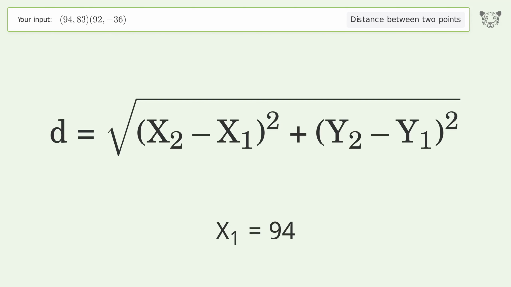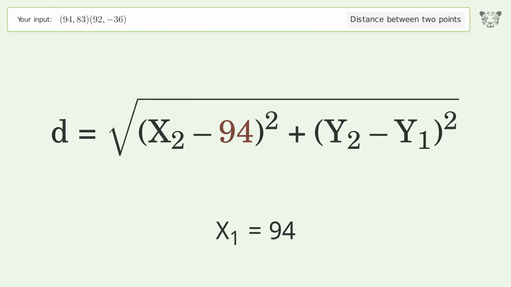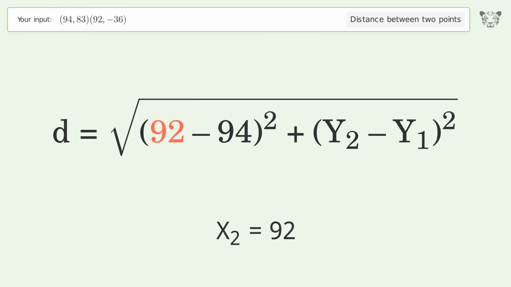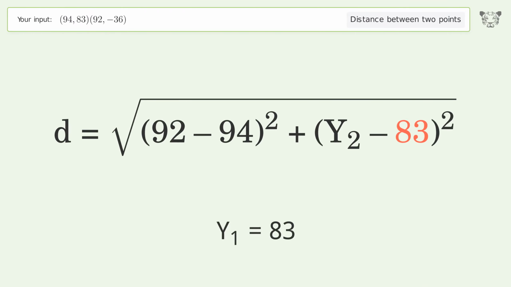x1 equals 94. x2 equals 92. y1 equals 83. y2 equals negative 36.